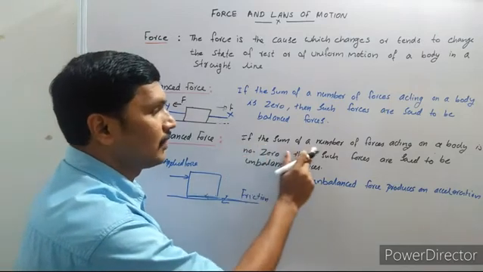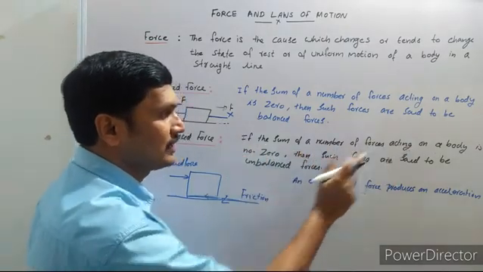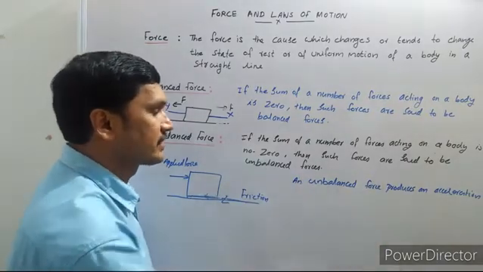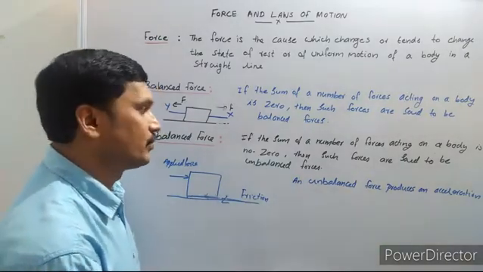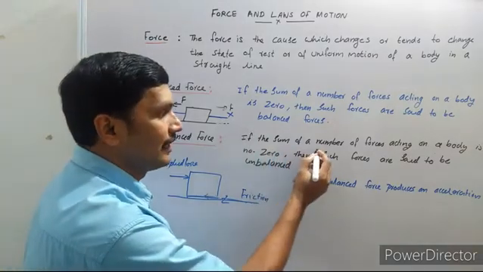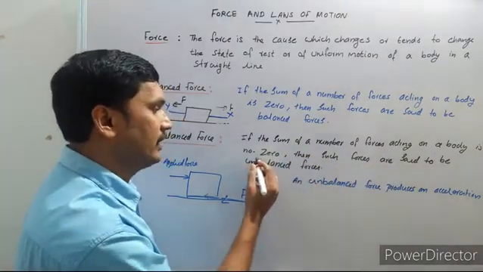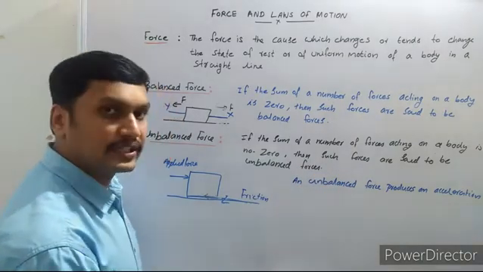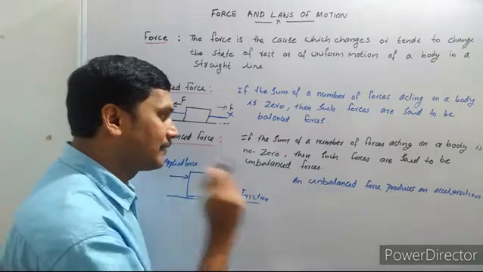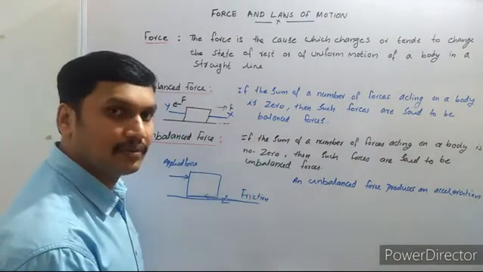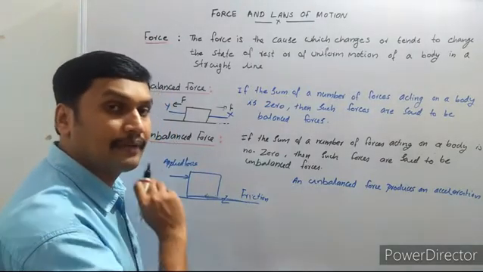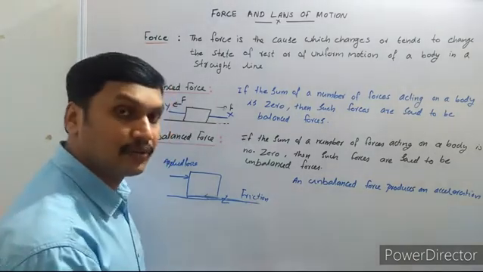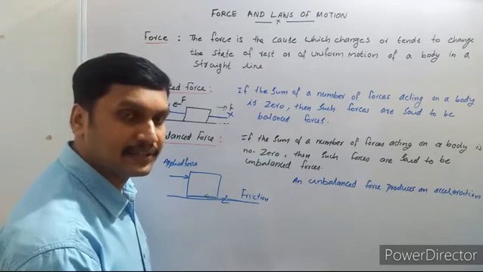If the sum of a number of forces acting on a body is non-zero, then such forces are said to be unbalanced forces. If an unbalanced force is acting on a body at rest, the body can be made to move. If an unbalanced force is acting on a moving body, it gets accelerated.